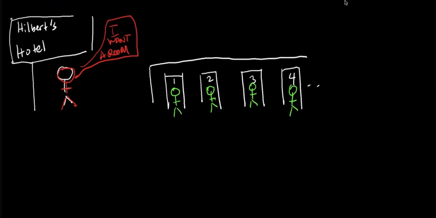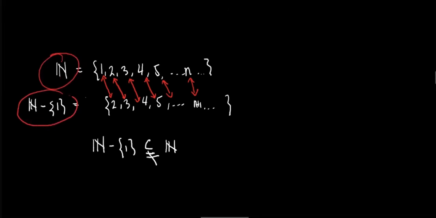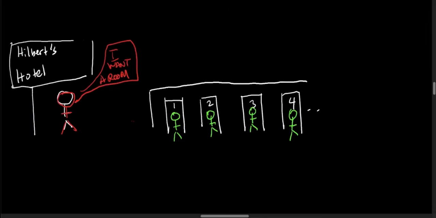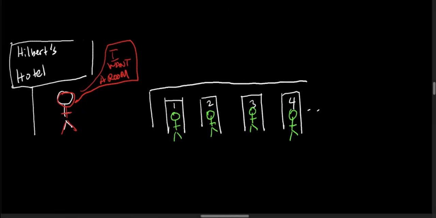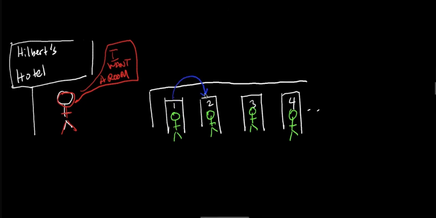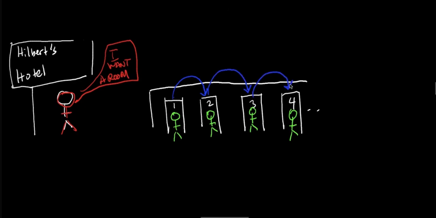So if you've never seen this before, you might like to pause the video and think about how you might do that using the idea that we saw previously with the one-to-one pairing between the set of positive whole numbers and the set of positive whole numbers without 1. The answer is to instruct that each current guest of the hotel relocate. So you request that each guest move up 1 room. So the person in room 1 will go to room 2, the guest in room 2 will go to room 3, the guest in room 3 will go to room 4.